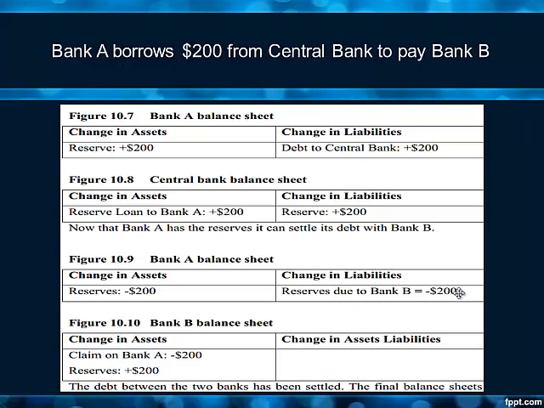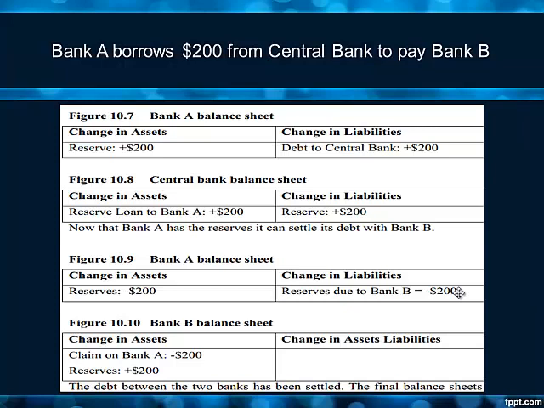Its reserves have increased. The liability in terms of reserves has increased by 200. Now, after this transaction, Bank A has acquired the $200 which it needs to pay Bank B. So now it makes the payment, and what happens is that its assets go down by 200, which was the reserve, the loan it took, and its liabilities to Bank B also go down by 200.